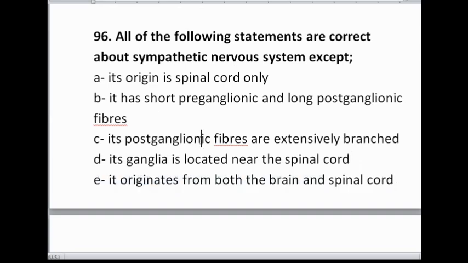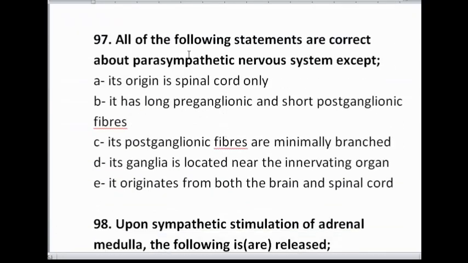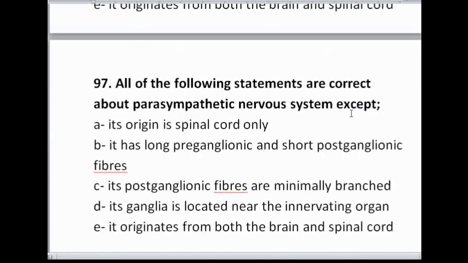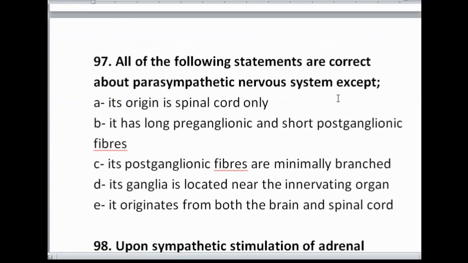Now moving on to the 7th MCQ. All of the following statements are correct about the parasympathetic nervous system except. Actually this MCQ and the last one are pharmacology MCQs and belong to the sympathetic nervous system drugs and parasympathetic nervous system drugs. So again we are asked about the statement that is not correct about the parasympathetic nervous system.